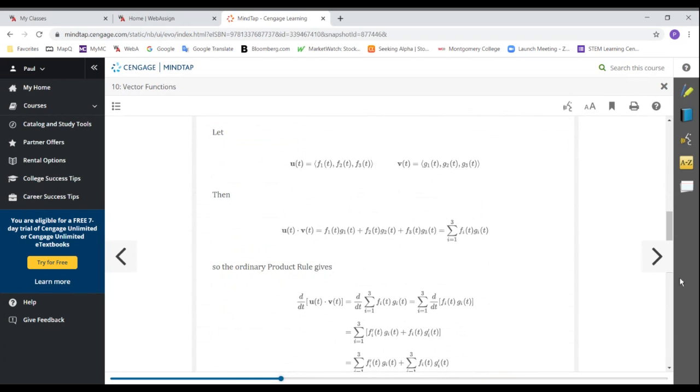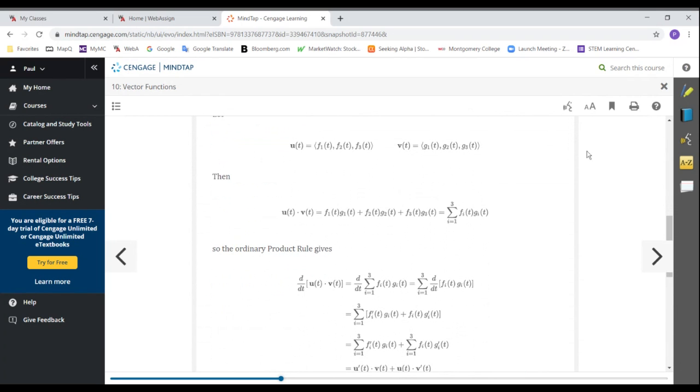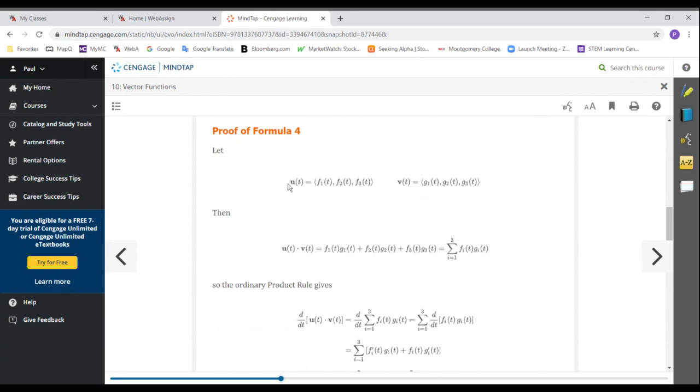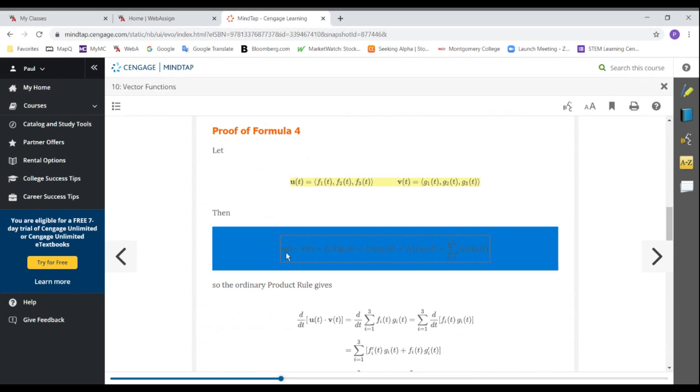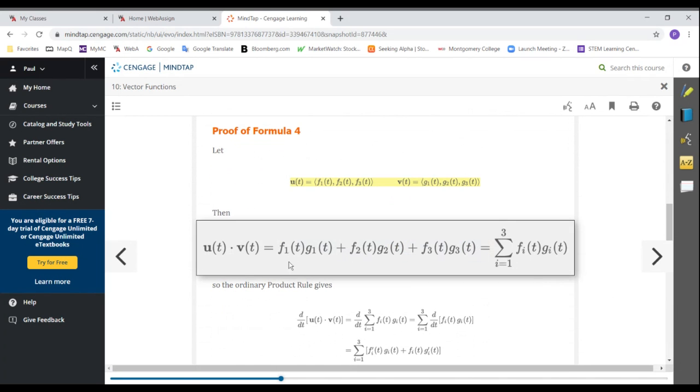formula 4. So what they do is they say, okay, let U and V vectors be defined with those component functions. Well, if you were to take the dot product of U with V, you would get the summation where i equals 1 to 3, each element being the ith function of f times the ith function of g.